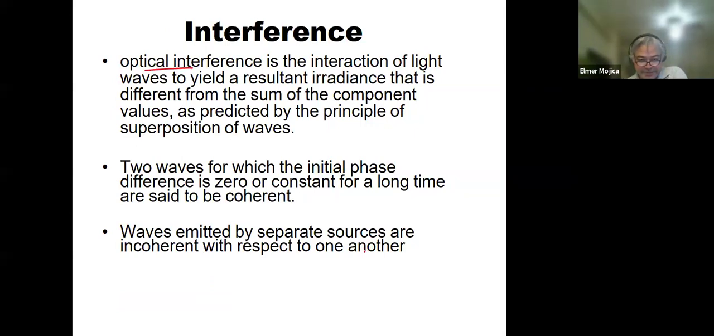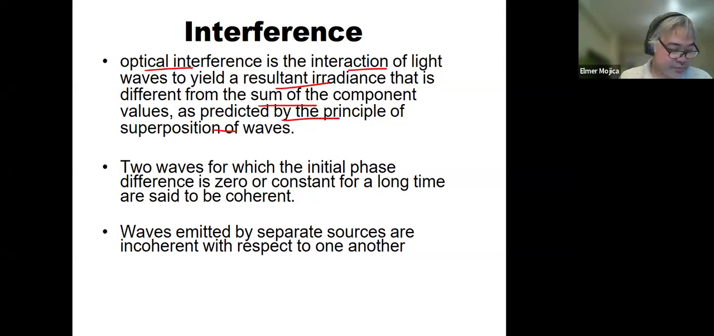Now, this leads us to what we call optical interference. Optical interference is just the interaction of light waves to yield a resultant radiance that is different from the sum of the component values as predicted by the principle of the superposition of waves. Two waves for which the initial phase difference is zero or constant for a long time are said to be coherent. But waves emitted by separate sources are incoherent with respect to one another.